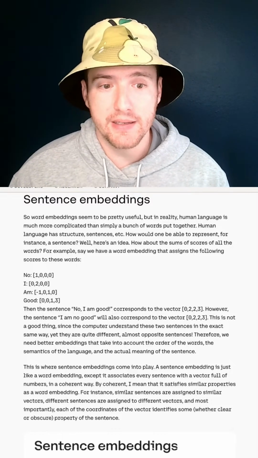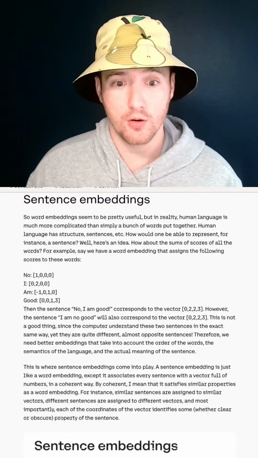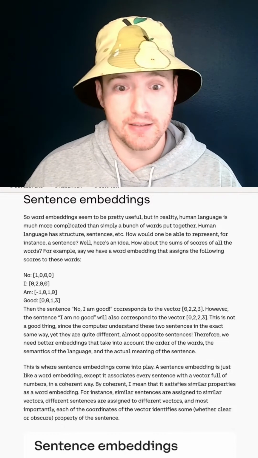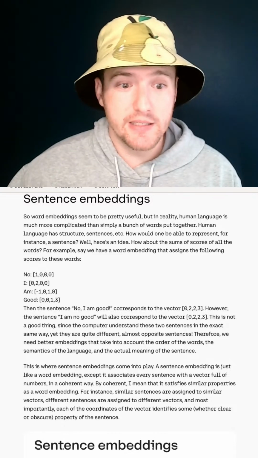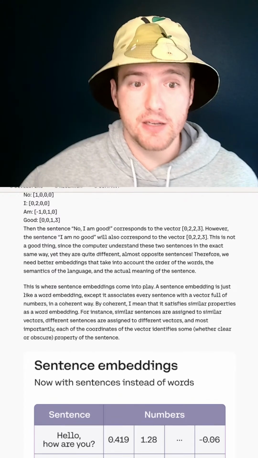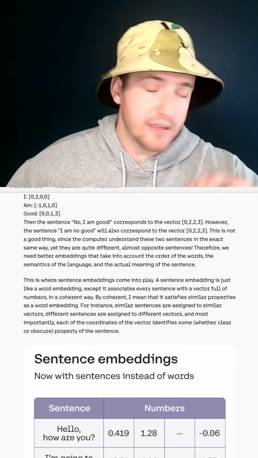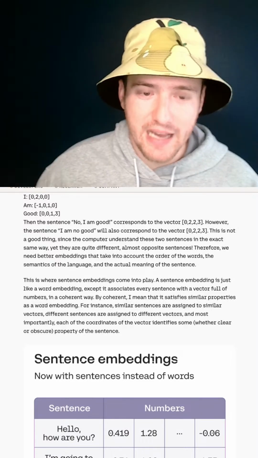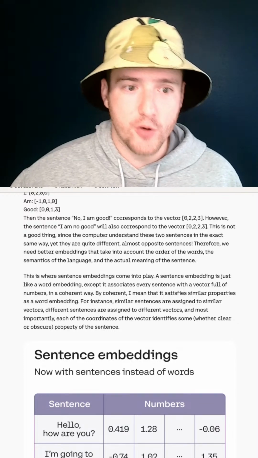Therefore, we need better embeddings that take into account the order of the words, the semantics of the language, and the actual meaning of the sentence. This is where sentence embeddings come into play. A sentence embedding is just like a word embedding, except it associates every sentence. So take exactly what we did for the word and move it to the sentence. It associates every sentence with a vector full of numbers in a coherent way.